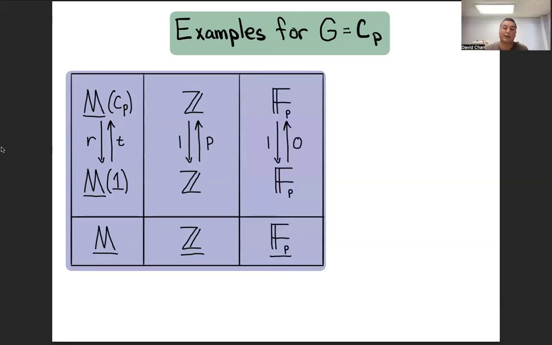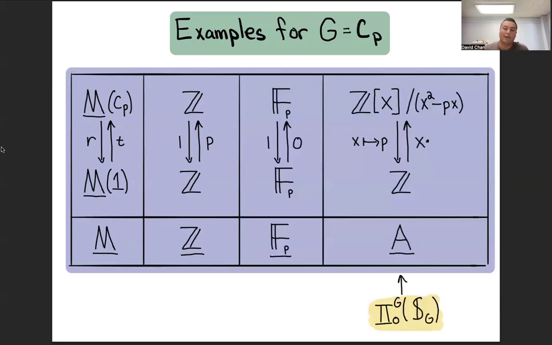The next example is obtained from constant Z. So Z underline is constant Z because it's Z everywhere. The next one is constant F_p, where I take constant Z and mod out by p. So I get F_p on top, F_p on bottom, still the identity map on the restriction, but now the zero map on the transfer.